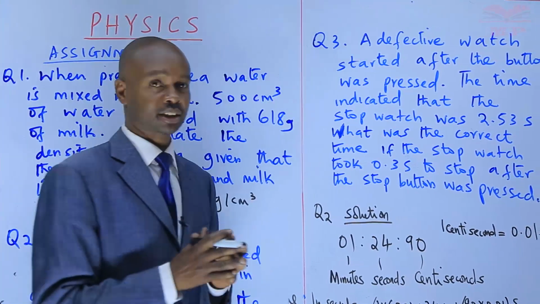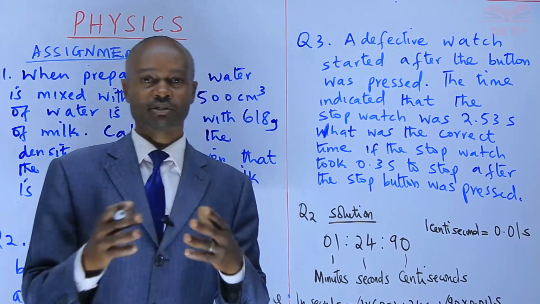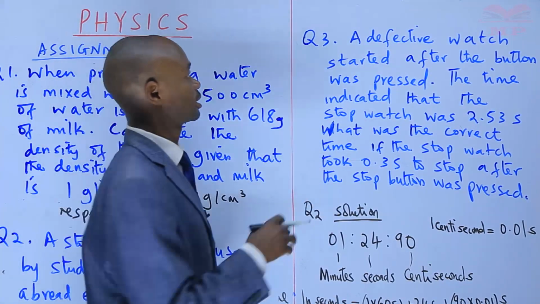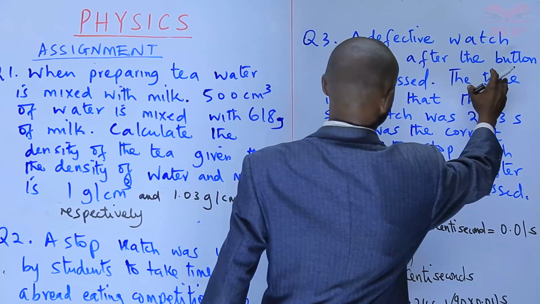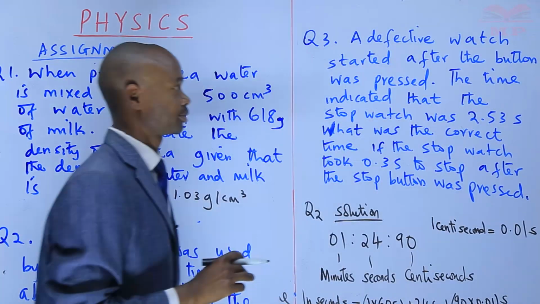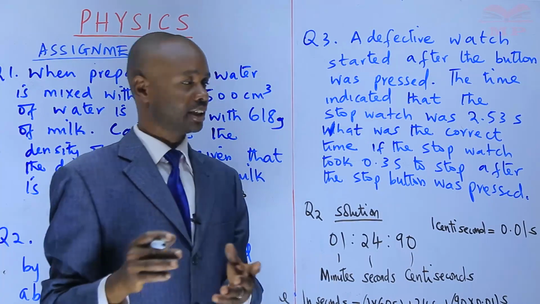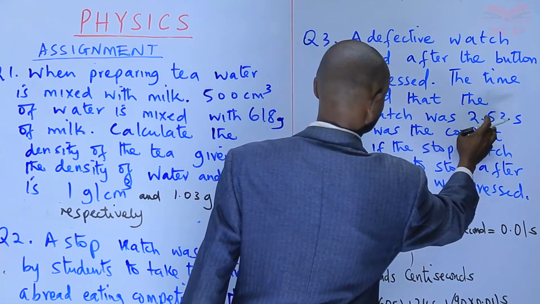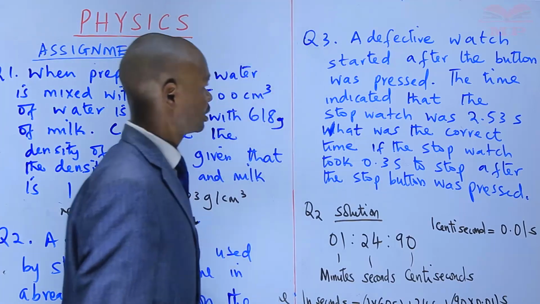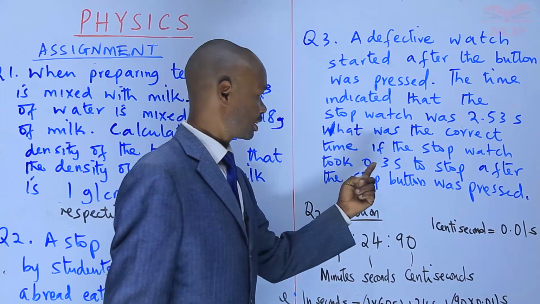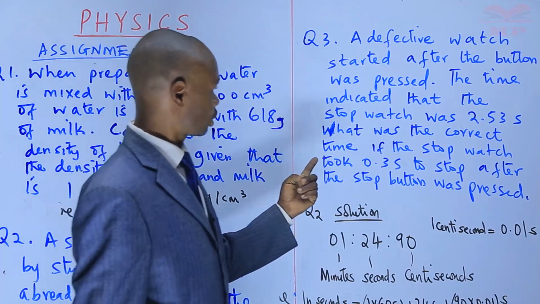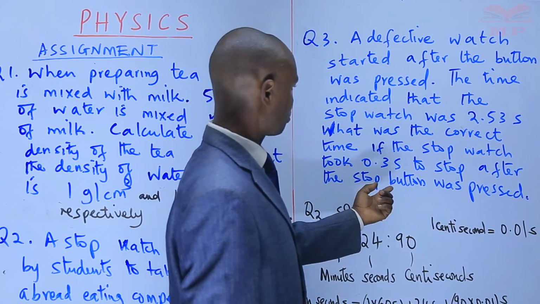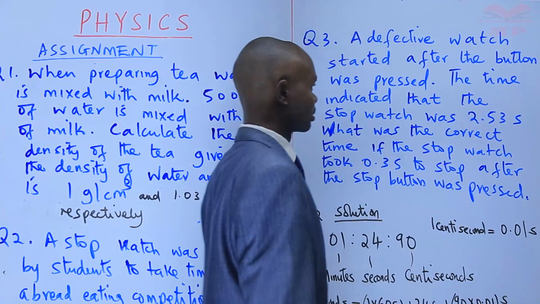Question 3, a defective watch. Defective means it's not working well, either too slow, too fast. A defective watch started after the button was pressed, after it delayed a bit. The time indicated that the stopwatch was 2.53. What was the correct time if the stopwatch took 0.3 seconds to stop after the stop button was pressed?